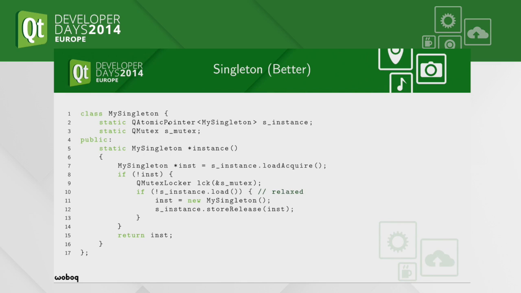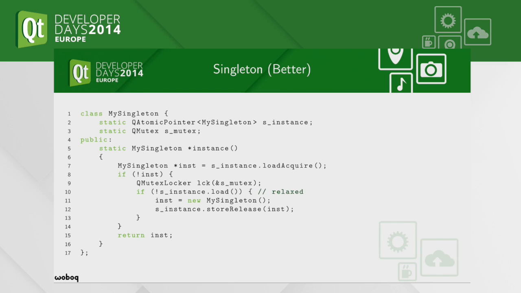So before it was just a pointer to a singleton, and now it's an atomic pointer to a singleton. And we say load acquire here, and when we are going to set it, we're going to say store release. And those two put the memory barrier. So store release says that this has to be done after the singleton has been initialized.